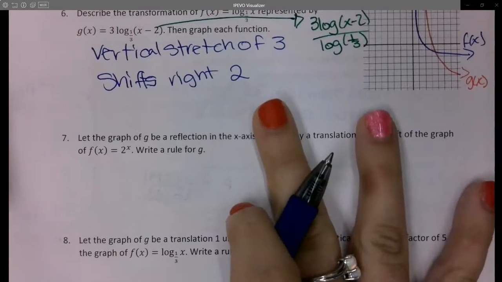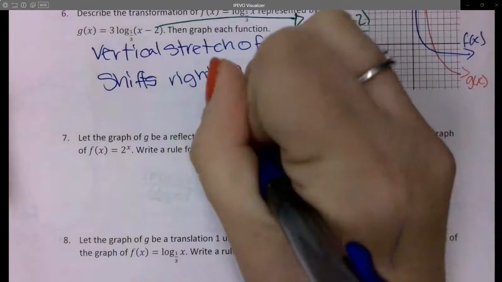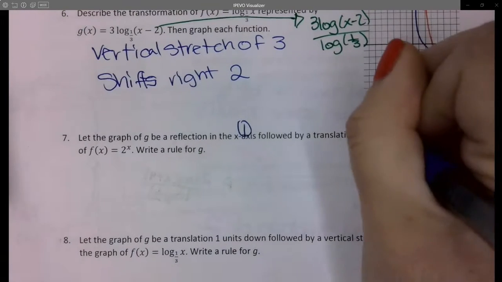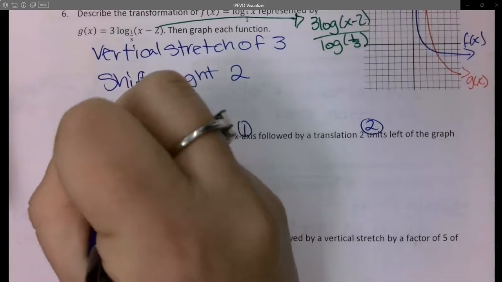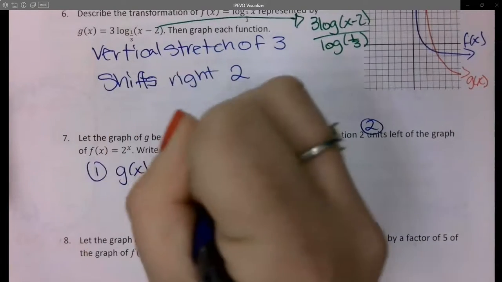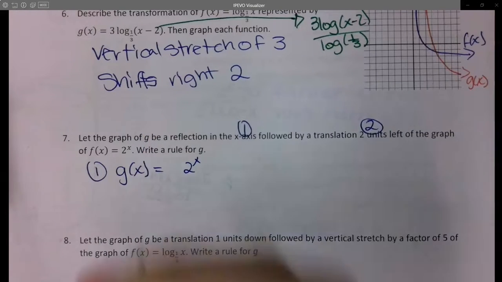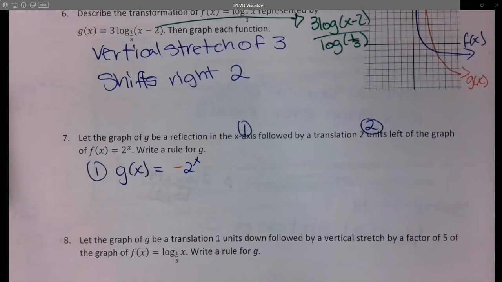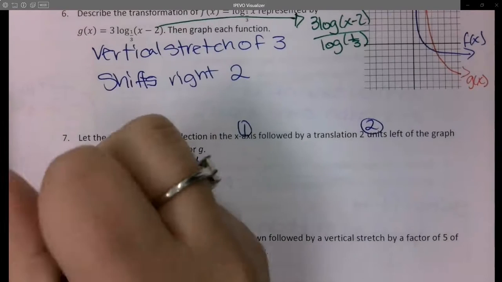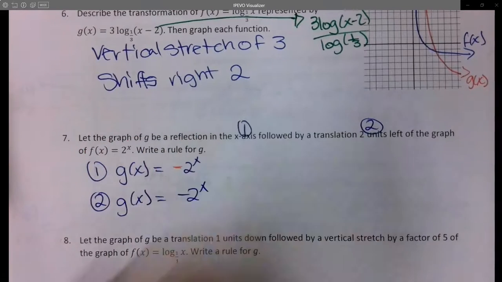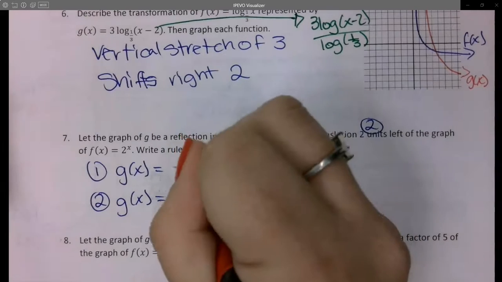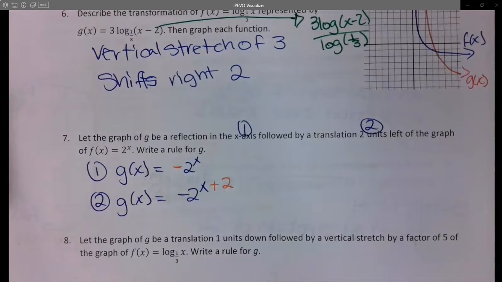Okay. Number 7, I have 2 transformations going on. I have a reflection in the x-axis, and it's going 2 units to the left. So my first one is going to be g of x equals, and then because it's a reflection in the x-axis, it goes out front. So I'm going to have that negative out there. Then my second one is going to the left, so it's opposite the sign it normally would be. So normally left is negative, so now I'm going to have plus 2 in my exponent.